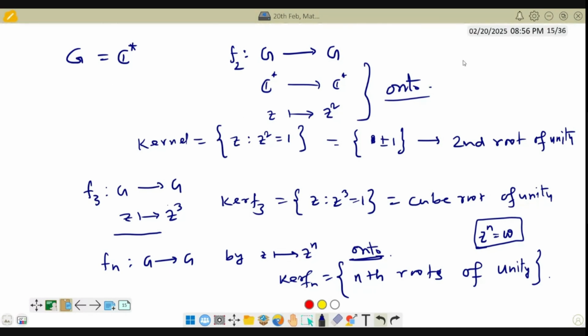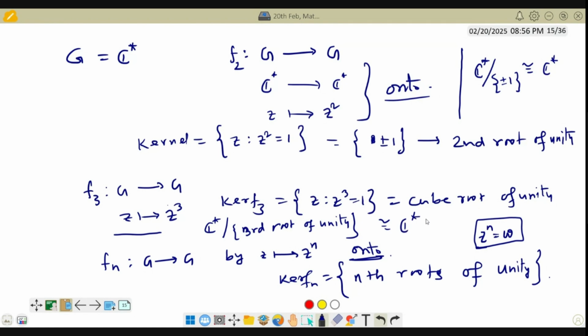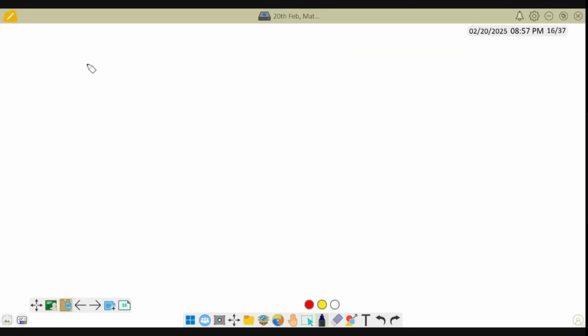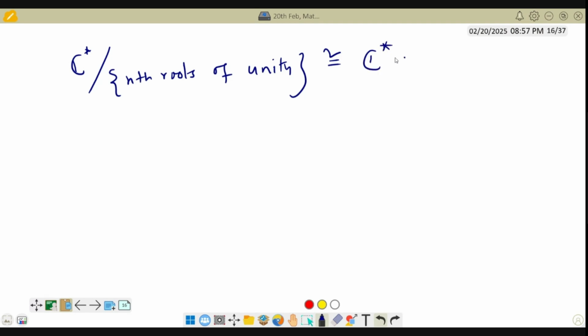So from the first case, what will you get by the first isomorphism theorem? C star modulo plus minus 1 is isomorphic to C star. What will you get here? C star modulo the third roots of unity, or cube roots of unity, is isomorphic to C star. Or in general, C star modulo the nth roots of unity is isomorphic to C star.